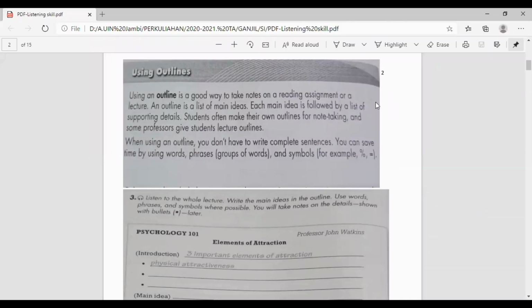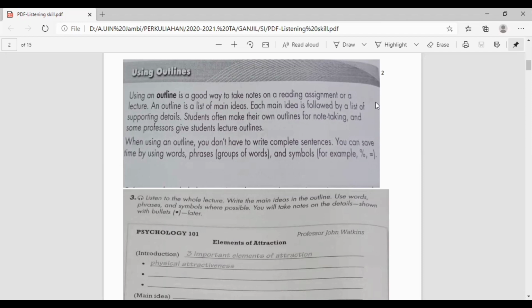Okay, next. It's about using outlines. After the previous one, you have already practiced how to identify the main ideas from a lecture. So now, using an outline. Why is it an important thing to do? Using an outline is a good way to take notes on a reading assignment or a lecture. Why is it so? An outline is a list of main ideas.